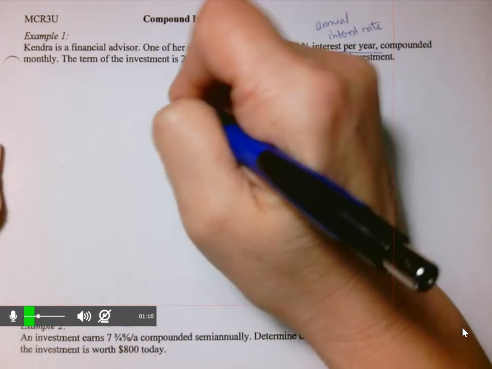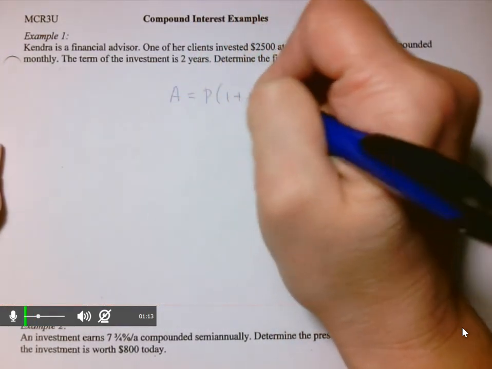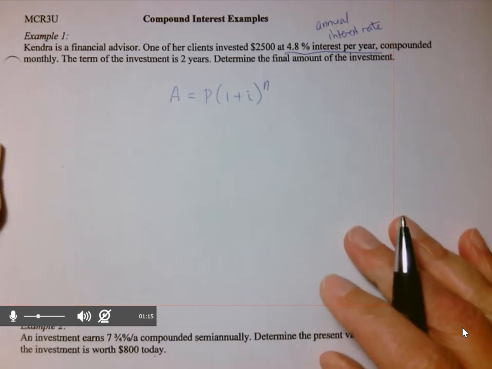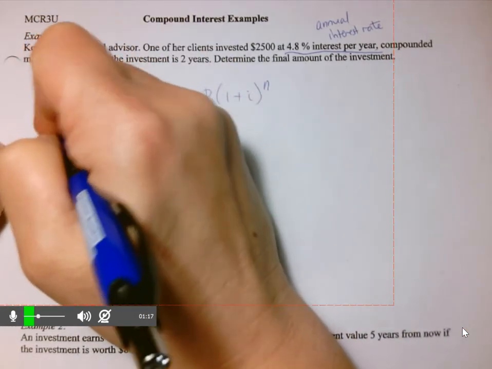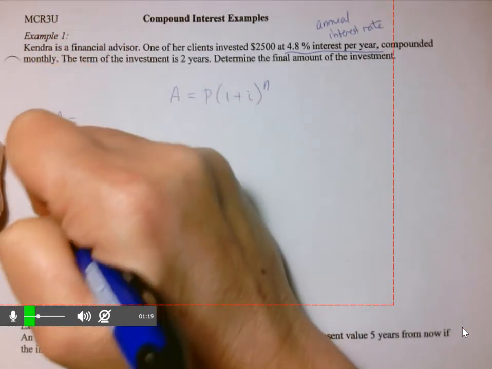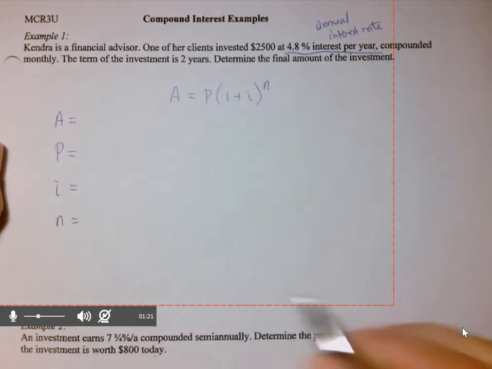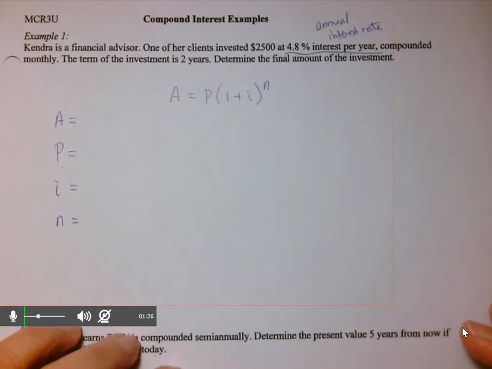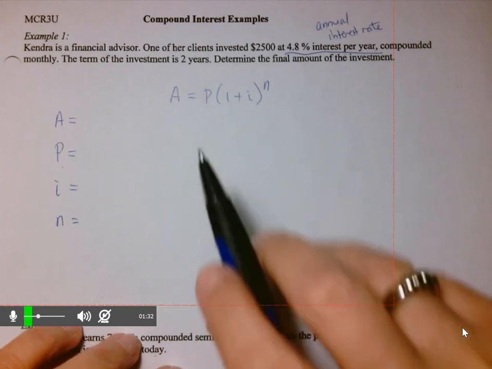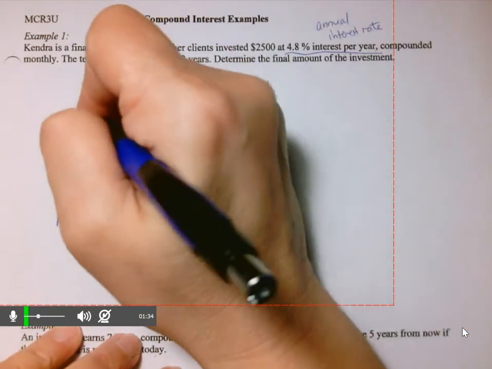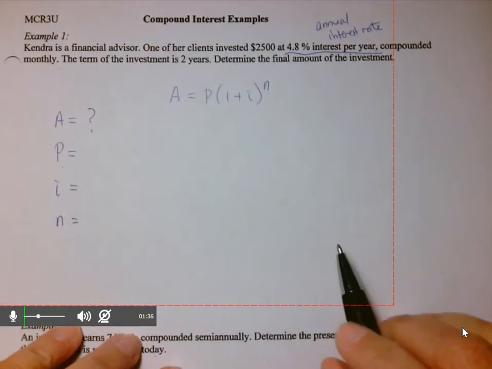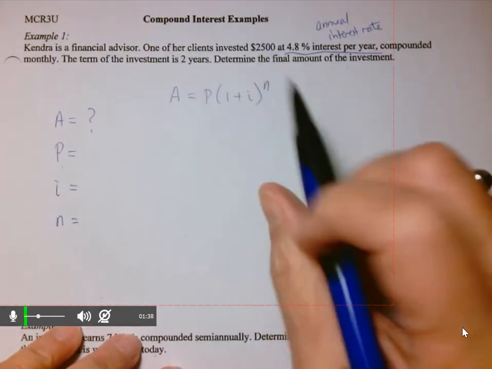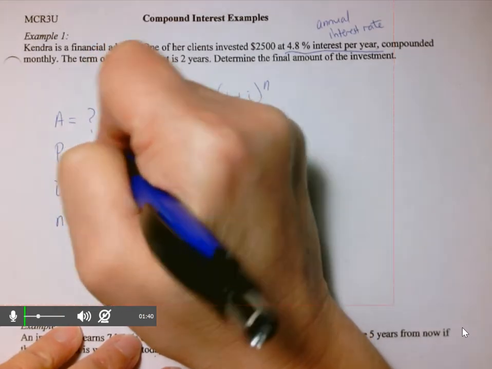So let's go through this. We're going to write the formula of compound interest. And every time we use a formula, it's a good idea to write all of your variables on the left-hand side, and then we'll fill them in. This is a good way to get organized and make sure that we're using all of the information in the word problem correctly and not missing anything. Okay, so it's asking the final amount of the investment. So that means it's asking us for the A. The principal is 2,500. That's what they put in.